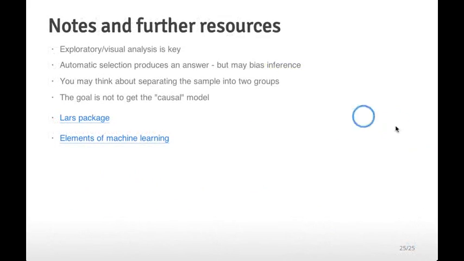So, some notes and further resources. First, exploratory and visual analysis is absolutely key here. Even if you're going to do some kind of statistical model selection or statistical model checking, it's very important to do exploratory analyses, because you can often see in visual plots what you definitely can't see in just one-dimensional summaries or one-dimensional statistics of the data.